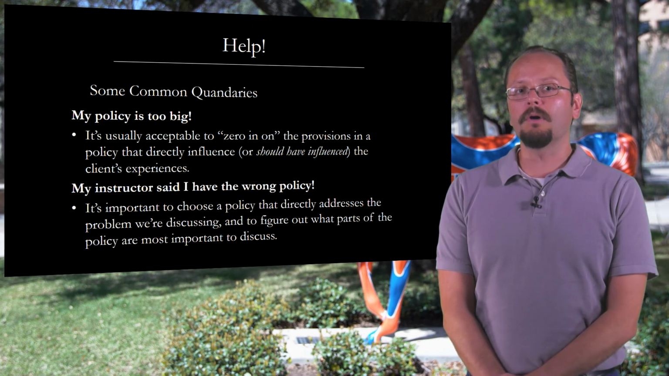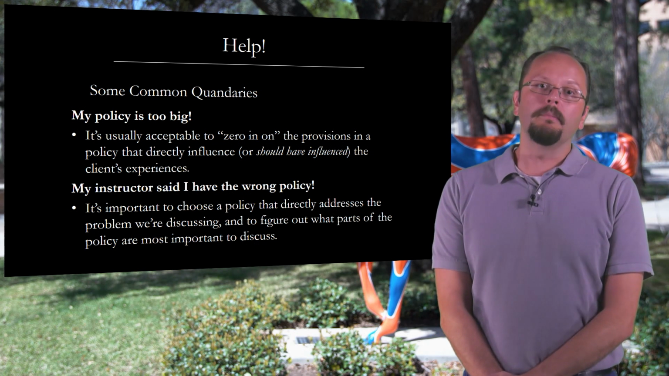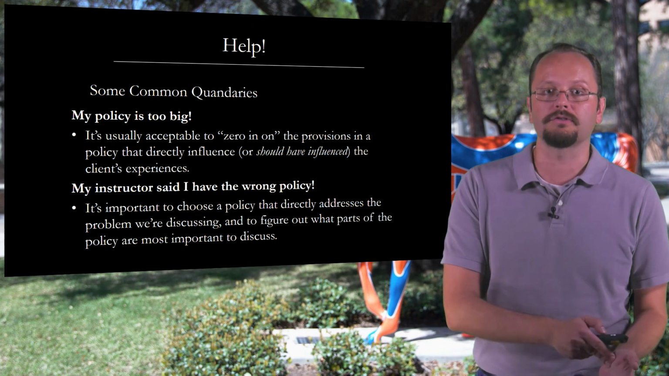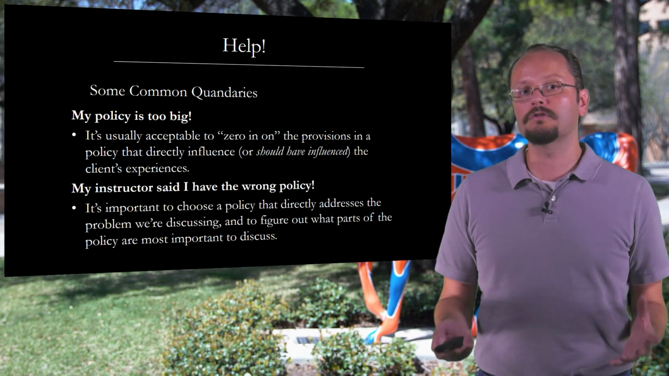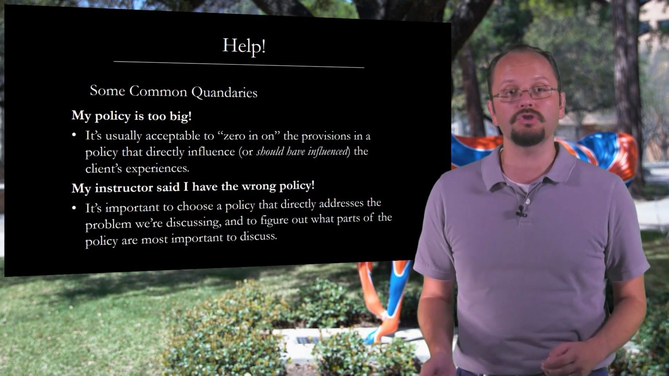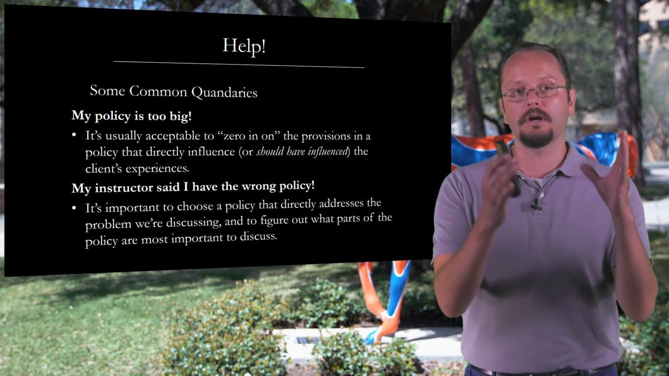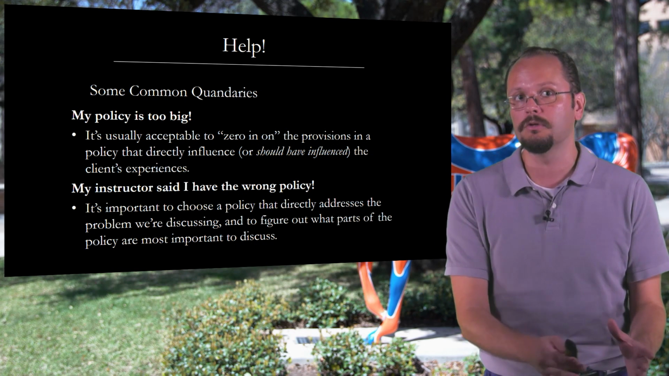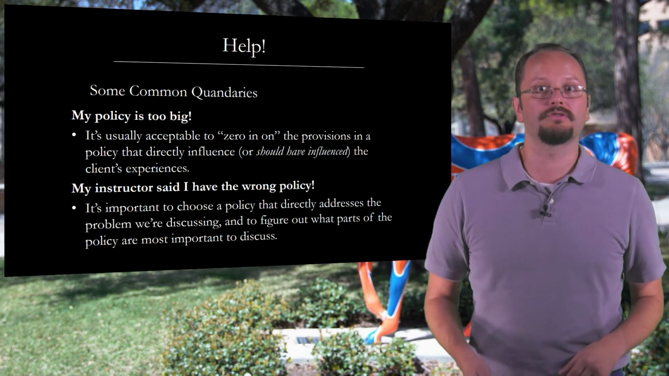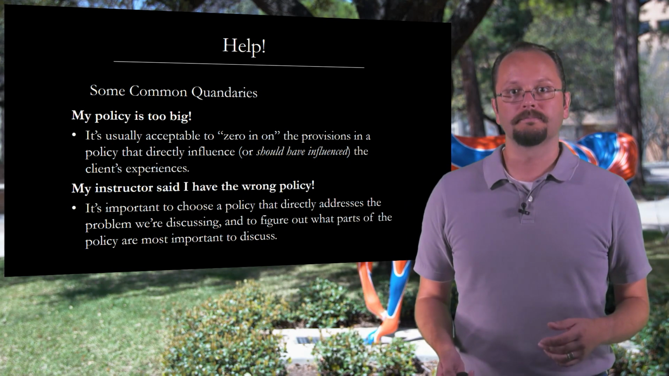Occasionally your instructor might say, well, we've got the wrong policy. It's important to choose a policy that directly addresses the social problem we're discussing and to figure out what parts of the policy are more important to discuss. It's possible to get off track there. So make sure that we're taking the time to cover the exact social policy we want to talk about and the parts of the policy that directly address that problem.